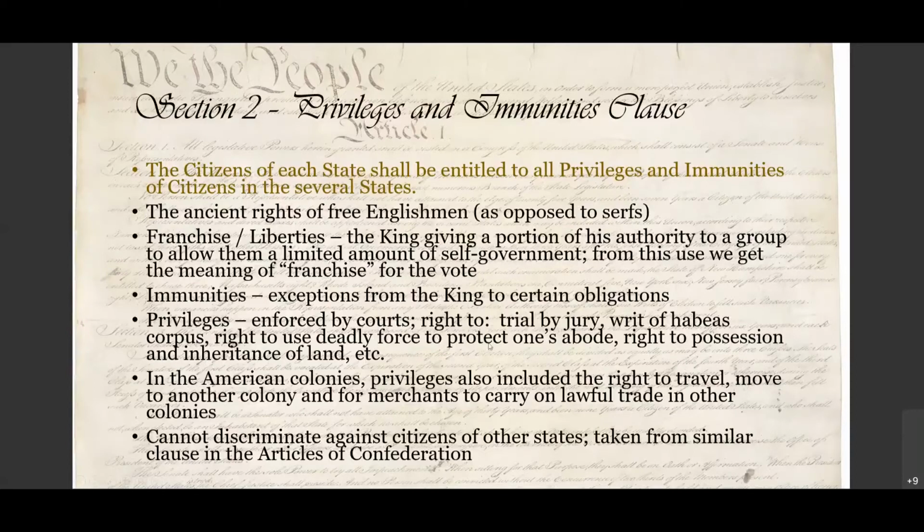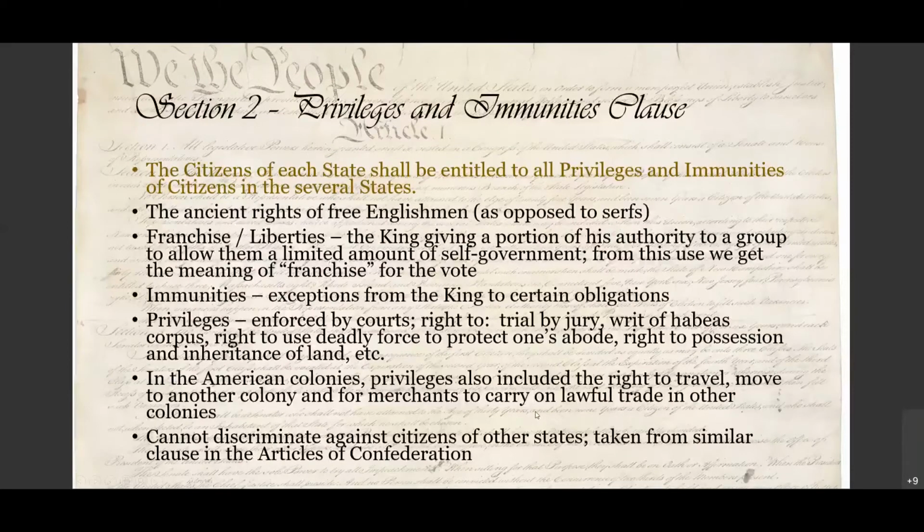Such as the right to use deadly force became the Second Amendment. Trial by jury is one of the Bill of Rights. But some, like right to possession and inheritance of land, we take that as a given, but it's not really explicit in our Constitution. So this privileges and immunities clause includes a lot of rights that, as in the English system, were just kind of inherently the tradition, but not explicitly written out. So we inherit a bit of that through this privileges and immunities clause.